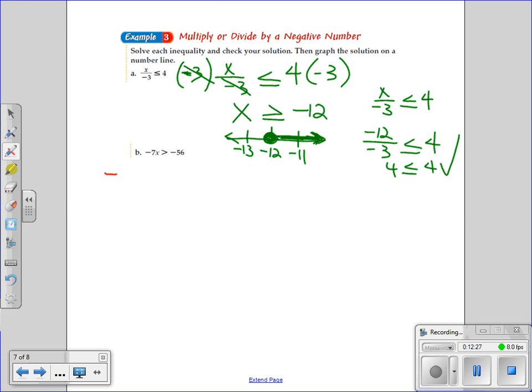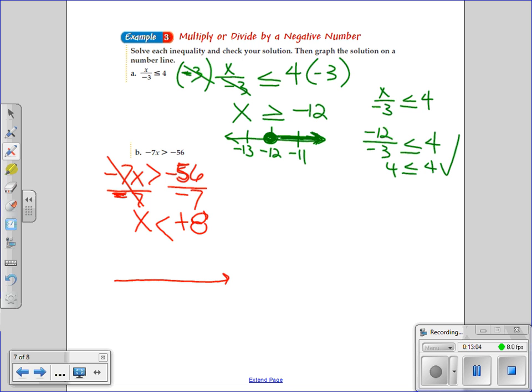Okay. Negative 7x is greater than negative 56. Here's another problem for us. Okay, divide by negative 7, divide by negative 7. As soon as I divide by a negative number, I'm going to take my symbol and flip it. Flip it right away. As soon as you write what you're dividing by, and it is a negative number, flip it. Those two cancel out. I get x is less than negative 56 divided by negative 7, which is a positive 8.